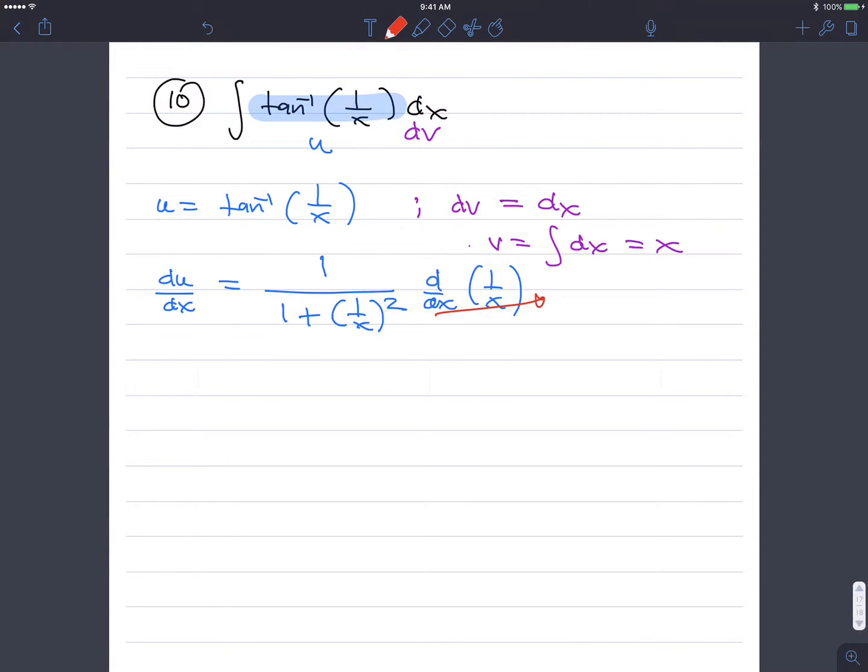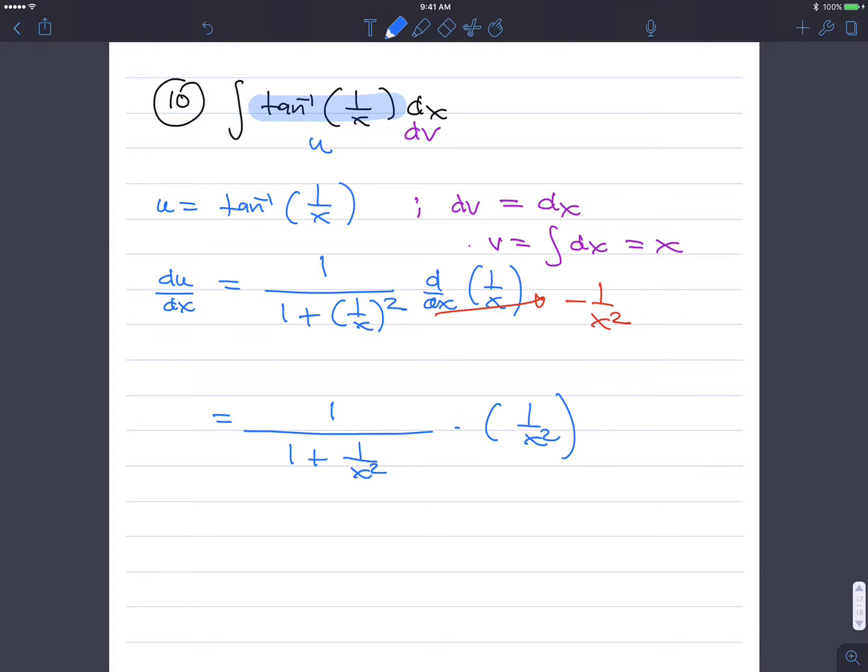What happens now is that this is going to be negative 1 over x squared. We're going to have to do some algebra here. So this is going to be equal to 1 over 1 plus 1 over x squared times negative 1 over x squared. Now, that negative sign, we could put it in the numerator here.